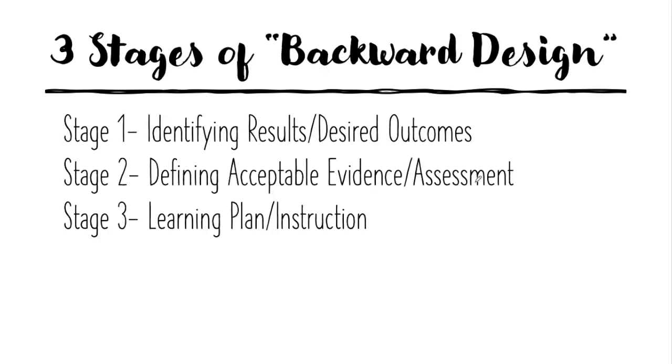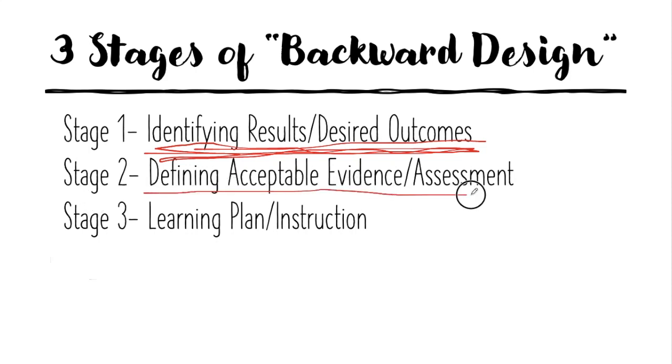So what are some of the stages of your backward design of UBD? Stage 1 is to identify the results and desired objectives. So what are the goals that you want to have? What are those things that you want to reach? What are some of the objectives that you want your students to achieve? That's your stage 1. Stage 2, define acceptable evidence and assessment.